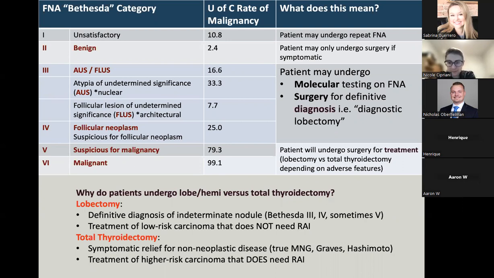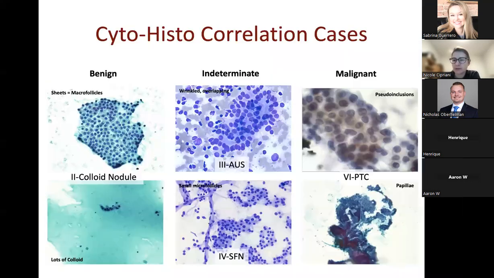remaining thyroid gland. Or total thyroidectomy, certainly for symptomatic relief for other medical disease like multinodular goiter, Graves, Hashimoto's, things that are refractory to medical management, or treatment of higher risk carcinomas that do need radioactive iodine, and you therefore do need to remove the entire thyroid tissue. So that's kind of an overview of molecular and surgery. We'll get into a little bit more depth now as we move forward with some of these histocyto correlation cases. Does anybody have questions yet?